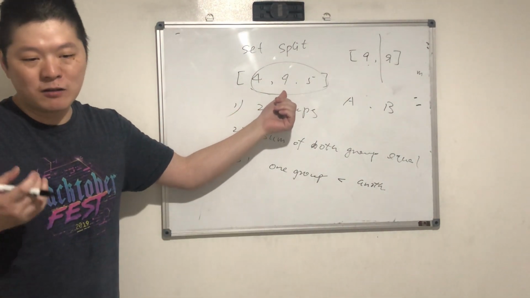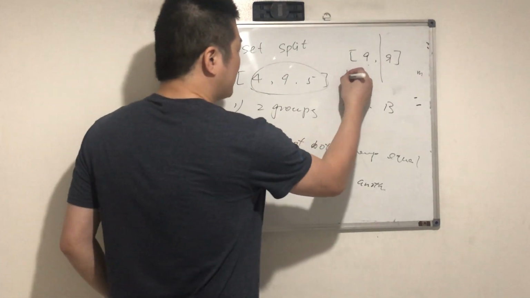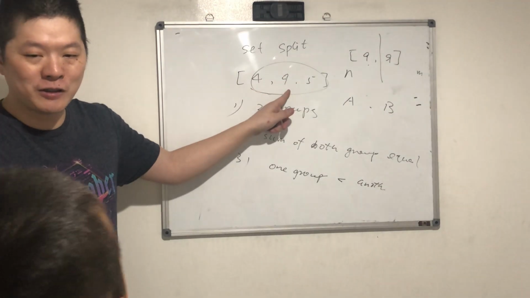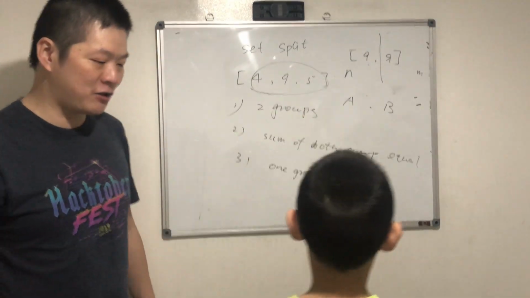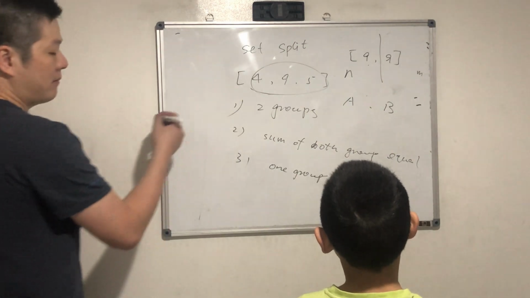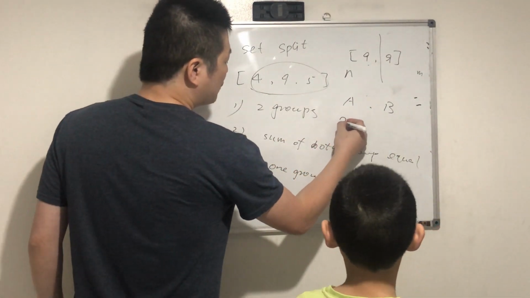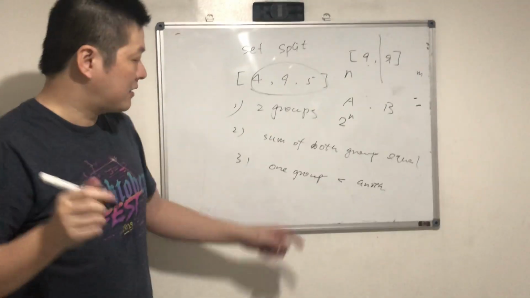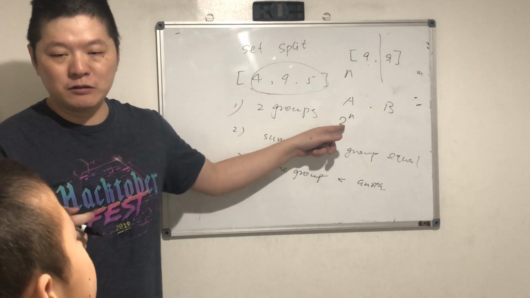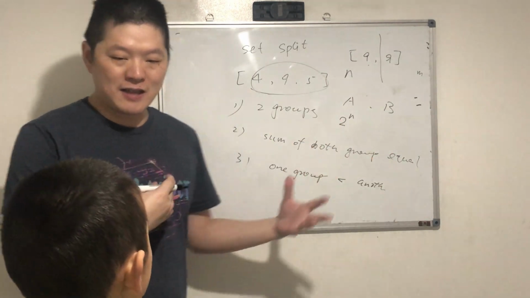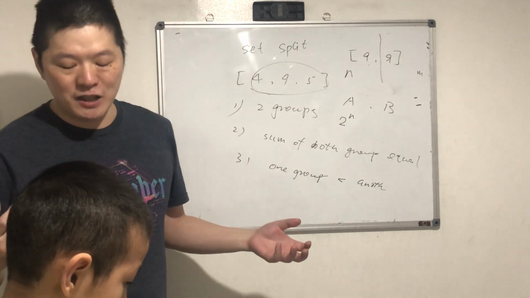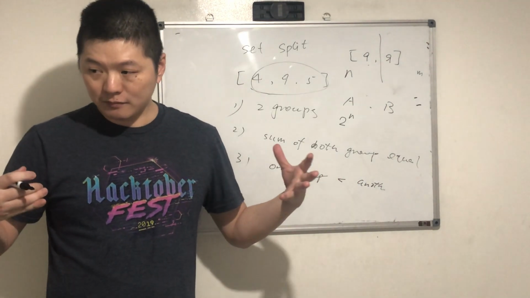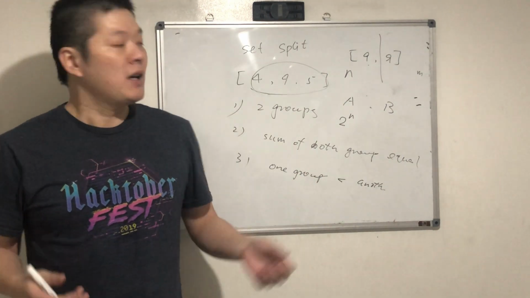The next number, I can also have two choices. If there are n numbers, how many choices do I have? I have two choices for each, so 2 times 2 times 2, which is 2 to the power of n. So this is the number of ways to split the groups. And then we also need to find out if the sums are equal. It takes n time to find out the sum.